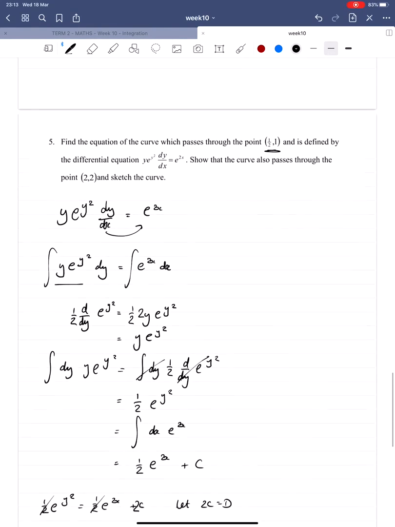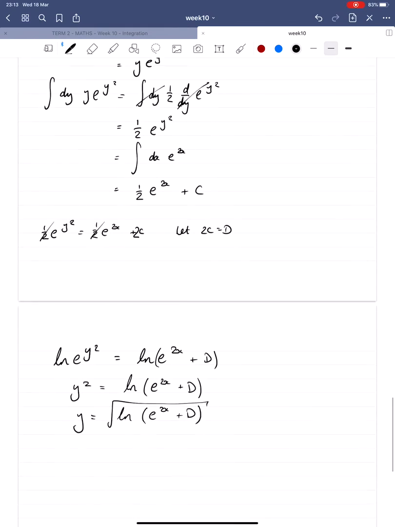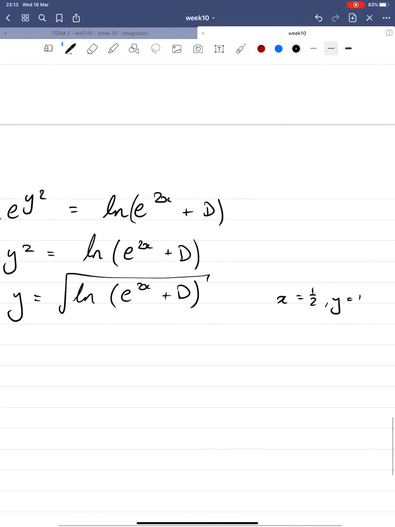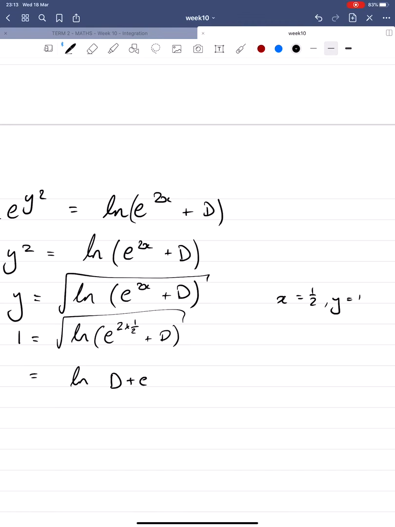Okay, so what was the point? The point was a half and 1. So x is equal to a half, y is equal to 1. Let's now find d. I've got 1 is equal to ln e to the 2 times a half plus d, which we don't know, square rooted. So that's ln e to the 2 times a half is 1. So that's d plus the exponential, square rooted.